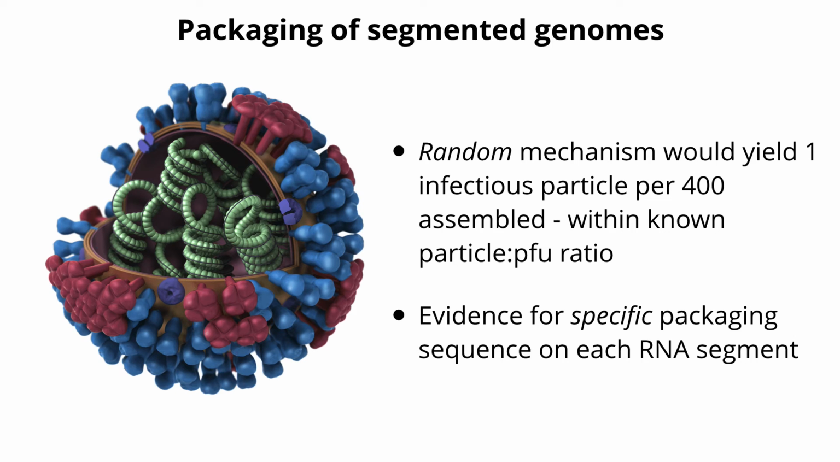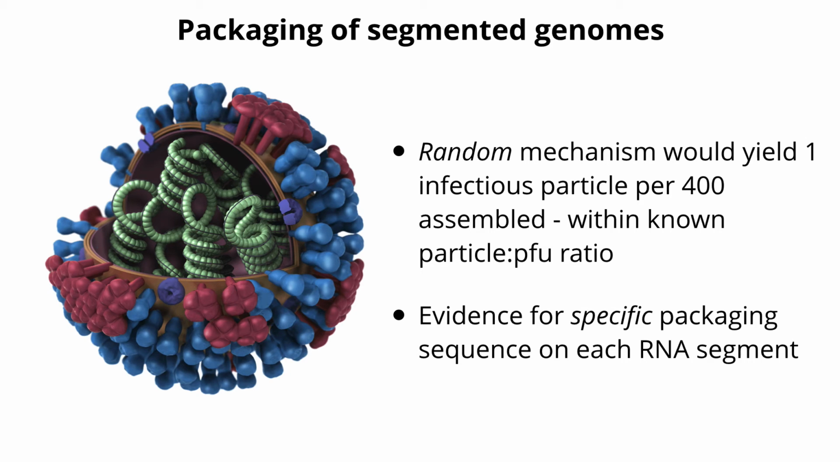Now, it turns out that if you have a cell in which the virus is replicating, you have a pool of all 8 genome segments, and they're all replicating. If you just randomly grab 8 segments from the pool, you'll be right 1 in 400 times. You'll grab the right 8 segments 1 in 400 times, and that's more or less what the particle to PFU ratio is for flu, about 400 to 1, particle to PFU. So a random mechanism could explain how you get 8 of the right segments in the particle. It's 399 times you get it wrong, and those particles are not infectious.